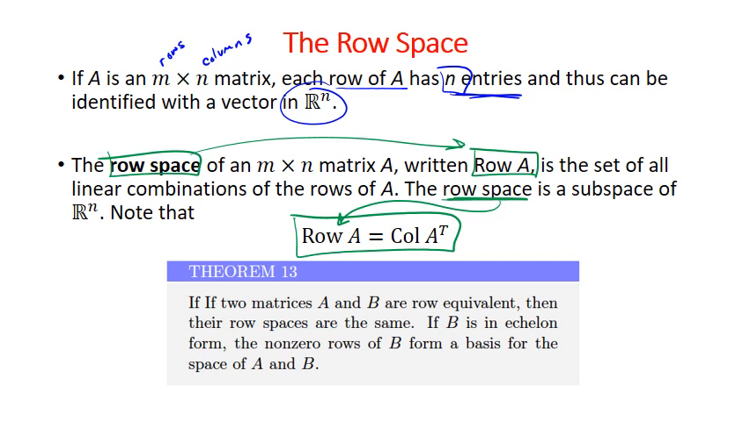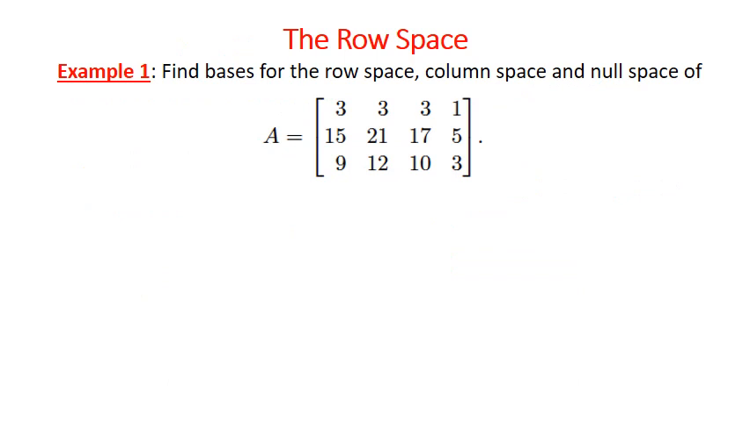Okay, so now we go on to theorem 13. It says if two matrices A and B are row equivalent, then their row spaces are the same. If B is in echelon form, the non-zero rows of B form a basis for the row space of A and B. And we'll touch on that in this example. I think this is a section where seeing different examples will help you further understand.